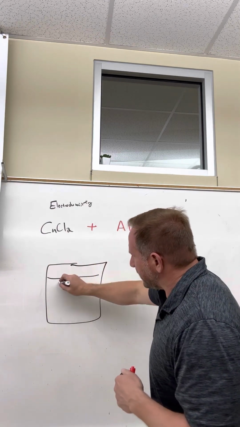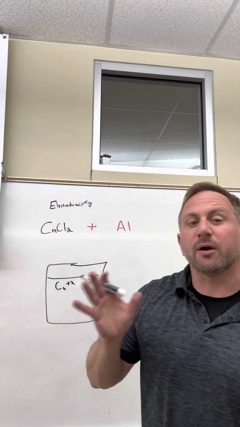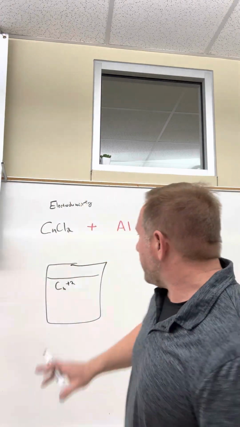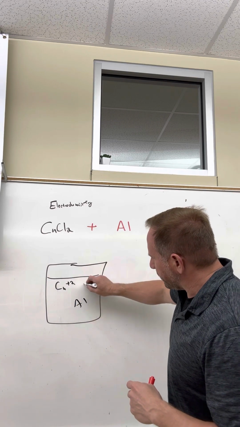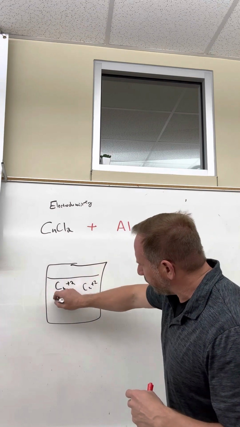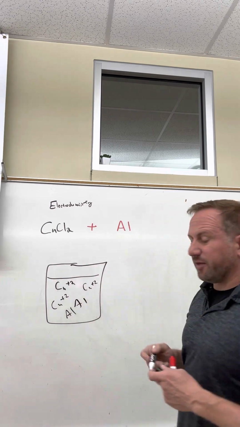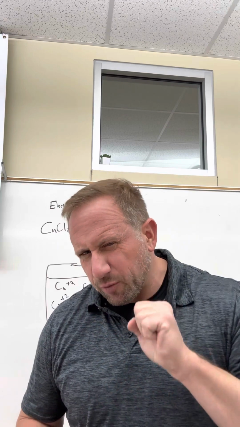So I have my container. I have my copper ions. Now, I'm going to let you know the chlorine ions are what we call spectators. They're not going to do anything. They're just going to sit there and hang out. So we have our copper ions, and I'm going to put in there some aluminum. We'll just make up multiples of these. And these are not ions yet, this is just a piece of solid aluminum.